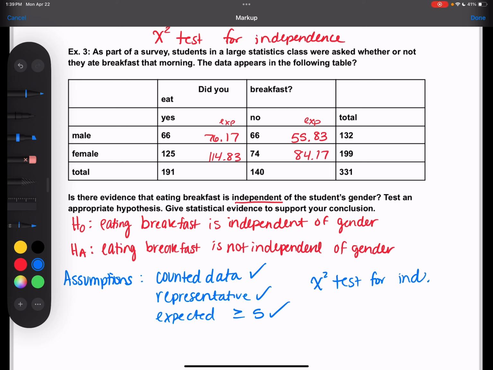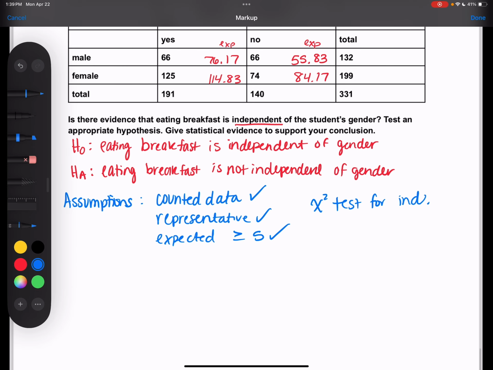Do we need to see these all written out, or are we good to just plug them in? Can I see it written out, please? How many degrees of freedom do we have also? Rows minus 1 times columns minus 1. 2 minus 1 times 2 minus 1 is 1.